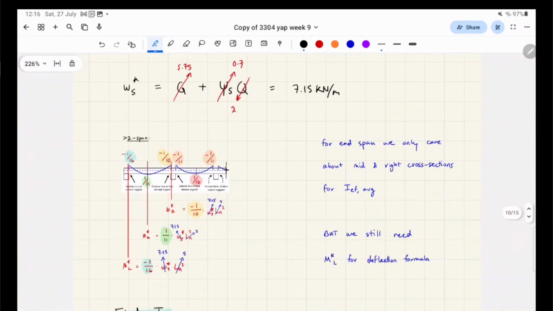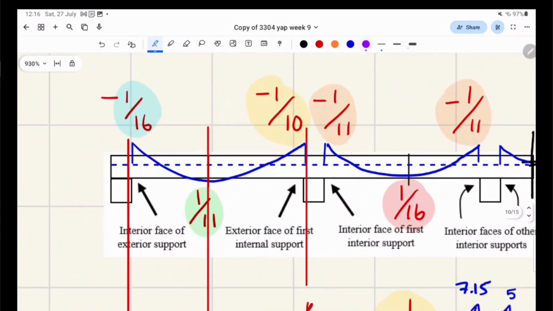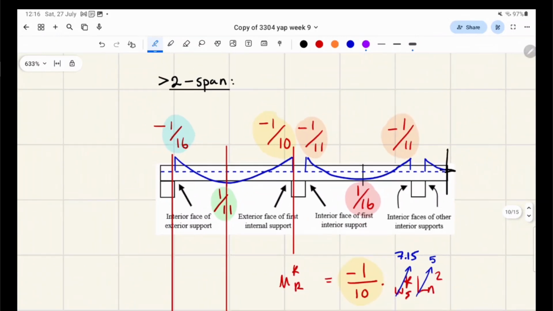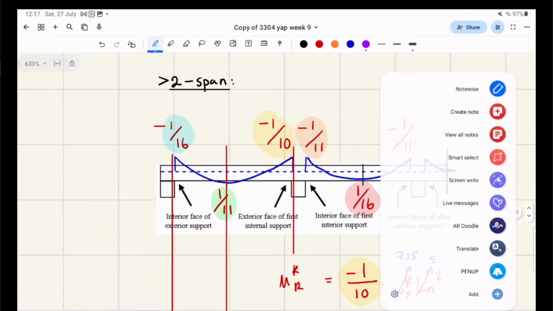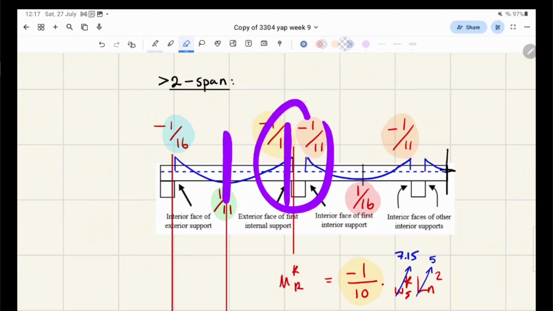Okay, great. So here's something I want to amend from my yap last week. I said that for an end span, and this is an end span that we're designing for, and this is an interior span, I said that we only analyze 2 cross sections, here and here.